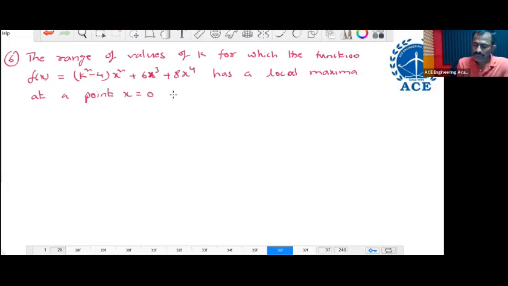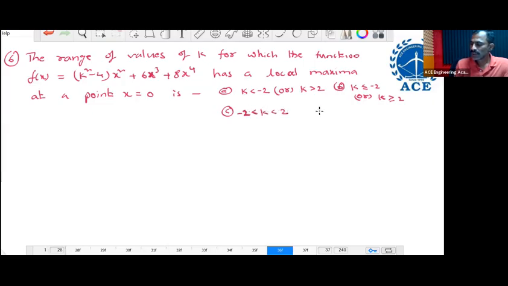x equal to 0 is: option A, k less than minus 2 or k greater than 2. Option B, k less than or equal to minus 2 or k greater than or equal to 2. Option C, minus 2 less than k less than 2 only. Option D, minus 2 less than or equal to k less than or equal to 2 only.